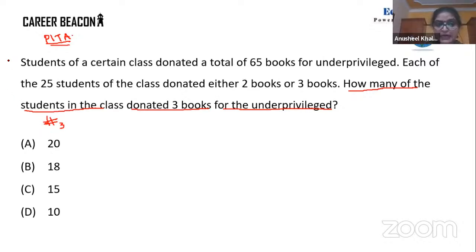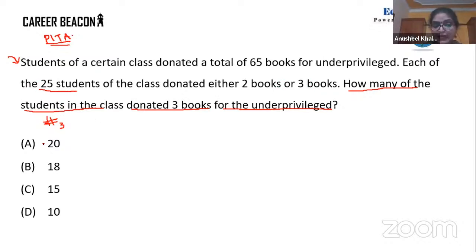Now we'll start reading from the very first word of the question. Students of a certain class donated a total of 65 books for the underprivileged. That means total books donated by students is 65, right? Each of the 25 students of this class donated either 2 books or 3 books. So this indicates that there are a total of 25 students in the class, right?